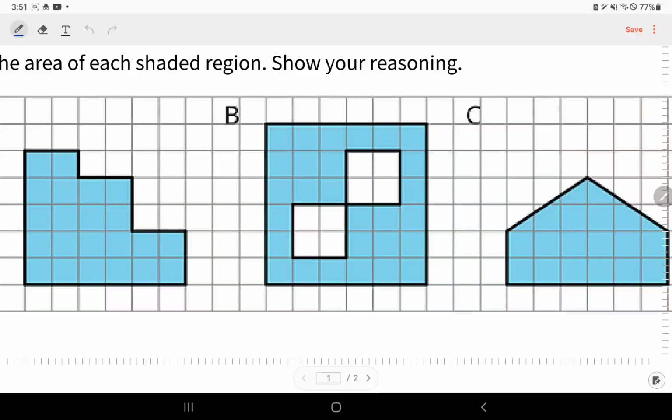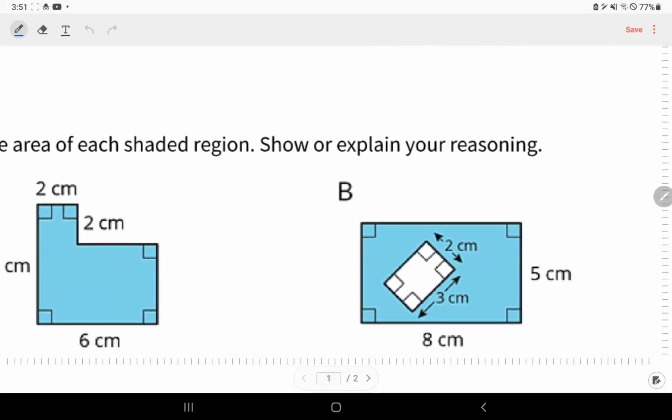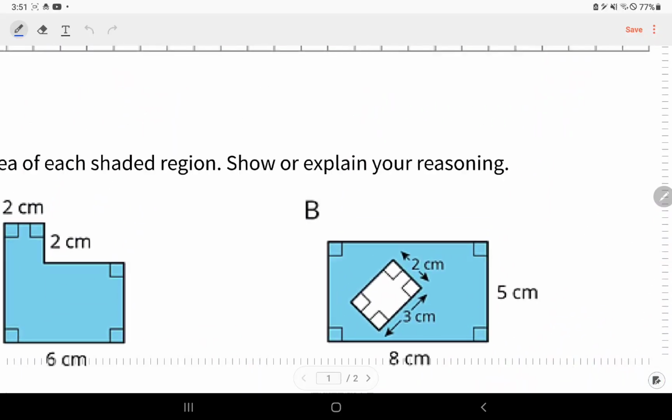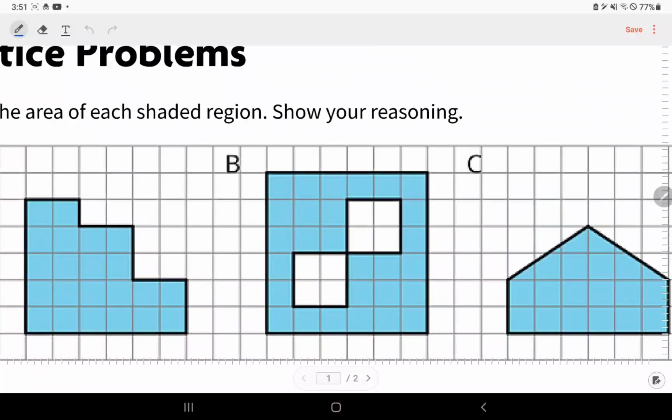Alright, so this is a video to go over the homework for tonight. I'm not going to do every single question because I do want to leave some for the kids to try. But I am going to do a couple to make sure that they know how to do it and to give an idea of how to help out.